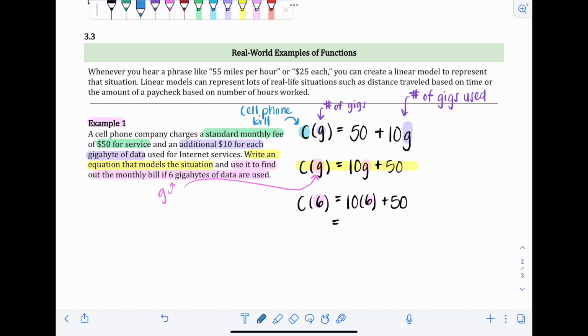So we would multiply before adding, so we'll do 10 times 6, which is 60, and then plus 50, and then now I can do 60 plus 50, which is 110, and since this is a monthly bill, I'm going to add a dollar sign. So C of 6, our cell phone bill, if we used 6 gigabytes, would be $110.